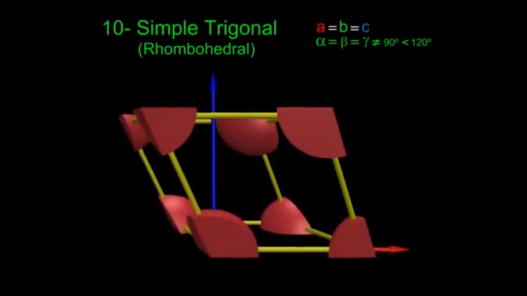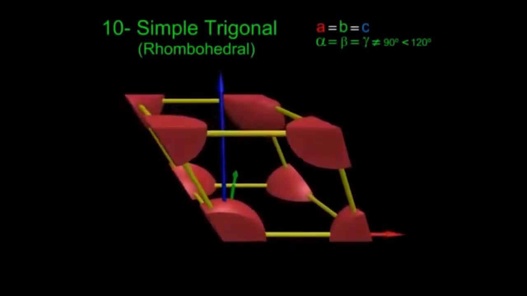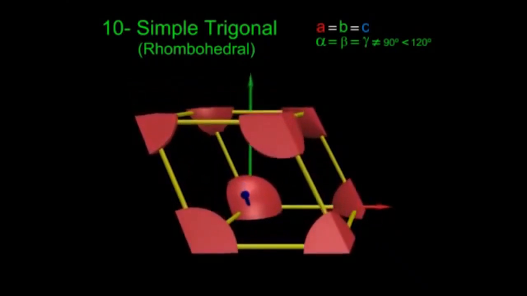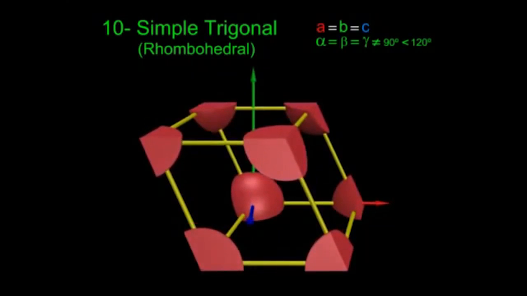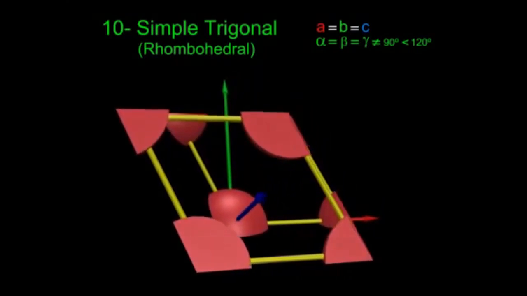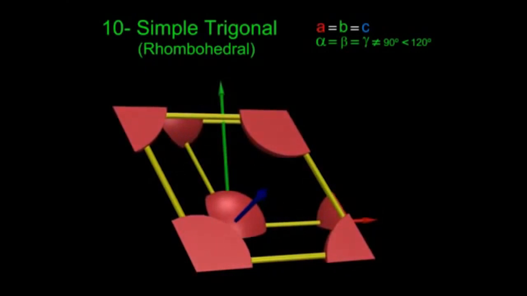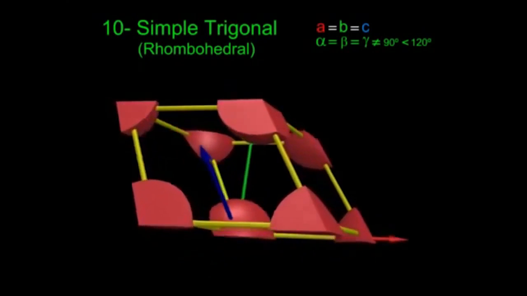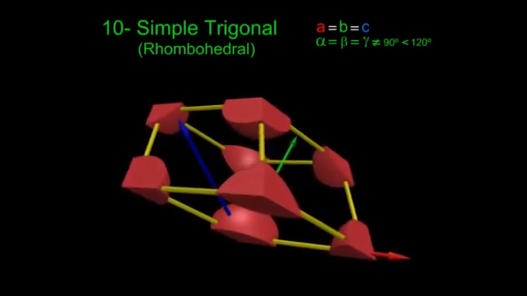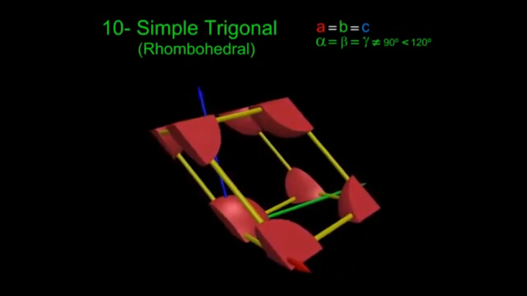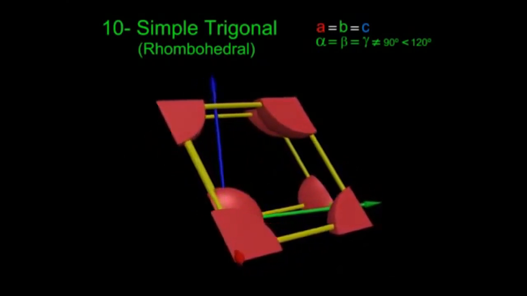Then the 10th one is the simple trigonal cell. This is also called the rhombohedral cell. Here all sides are equal. A is equal to B is equal to C, just like a simple cubic cell, but the angles are not equal. Alpha is equal to beta is equal to gamma, but it is not equal to 90 degrees but less than 120 degrees. Angles are equal but not equal to 90 degrees. This is the simple trigonal cell. It is a primitive cell containing particles only at the corners of the unit cell.